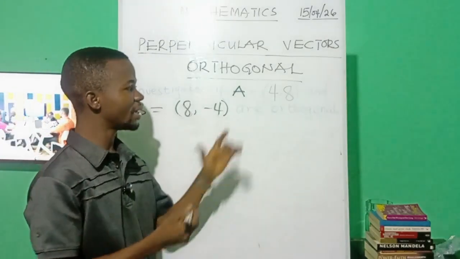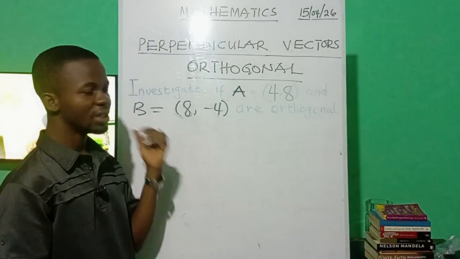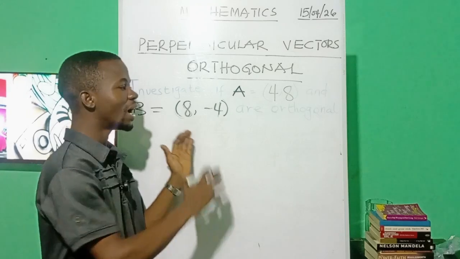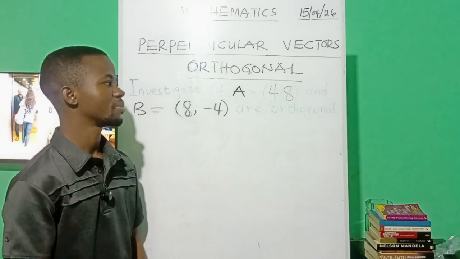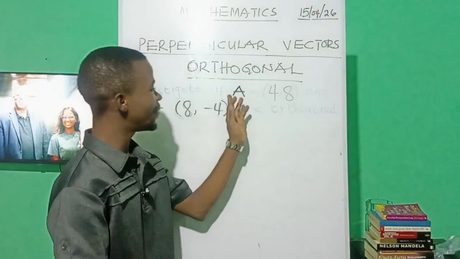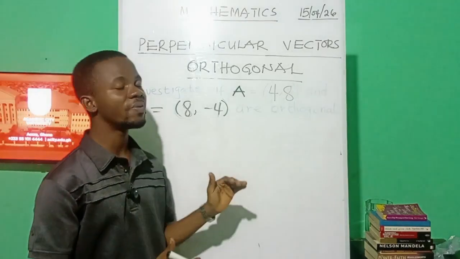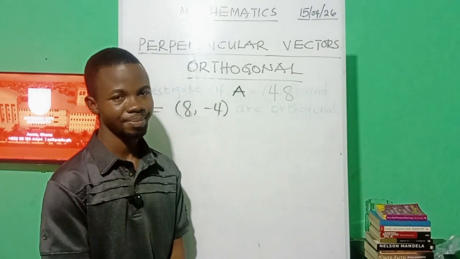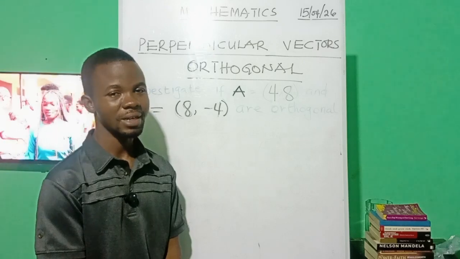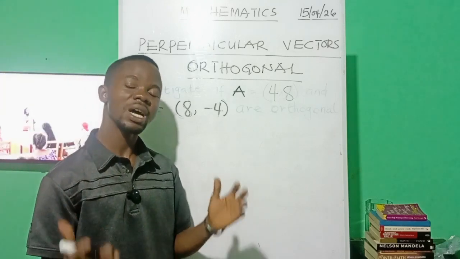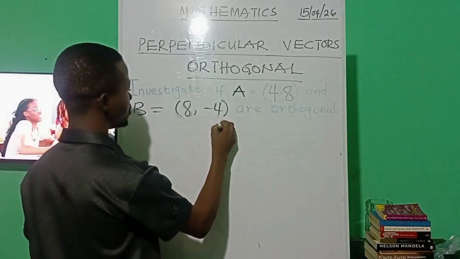Investigate if A is equal to 4, 8, and B is equal to 8, -4 are orthogonal. Investigate. What does it mean? It means tell whether vector A, which is 4, 8, and vector B, which is 8, -4, are perpendicular. Yes. How do you know? How do you know the two vectors are perpendicular? So, our solution.